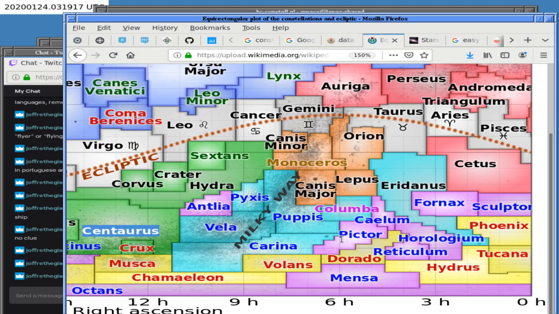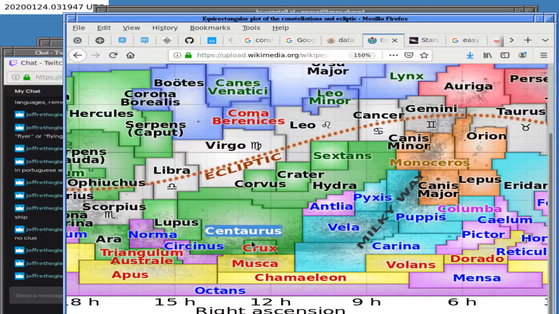Pictor, I think, is the easel. Horologium, I'm almost sure, is a clock, because horology is the study of time. Reticulum is not a rectangle, it's something else. Tucana is the toucan, and the constellation looks nothing like a toucan. But when they went south and found these birds, toucans, they decided to name a constellation after it. So really, a lot of these don't look anything like they're supposed to.